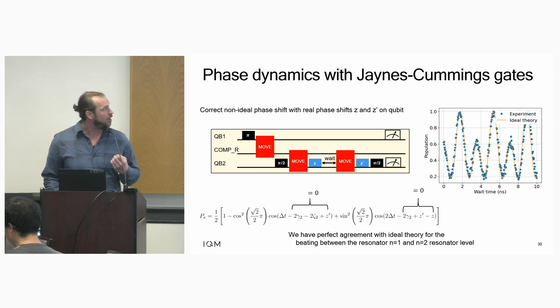And now I'm plotting, once again, the experiment with the ideal theory and no fit whatsoever. And this is showing how one can master and understand the phase dynamics of the Jaynes-Cummings gate.